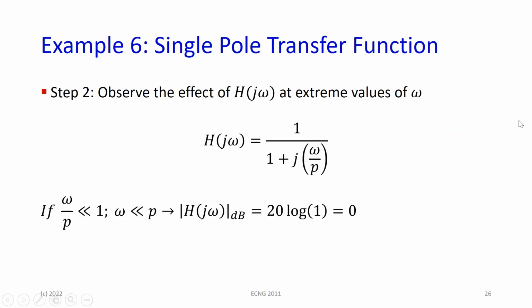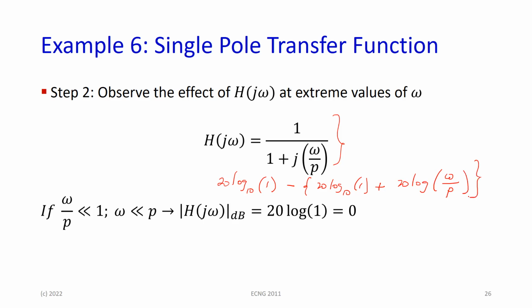So let's see what happens now. Let's look at the magnitude of H(j omega). Remember this now. If I were to take logs, the magnitude of this in decibels is 20 log to the base 10 of 1, that is this bit here, right? Minus 20 log to the base 10 of 1, right? Plus 20 log omega over p, right? Fair enough?